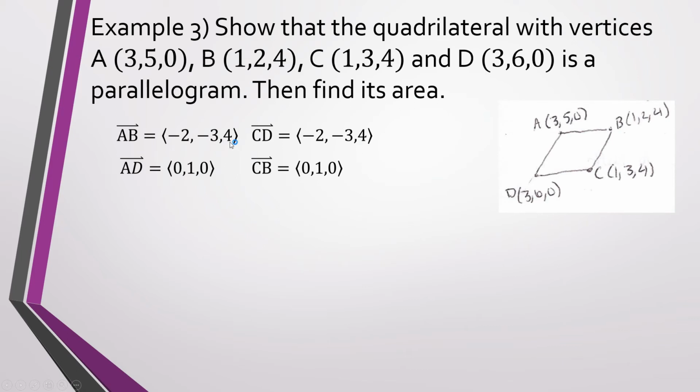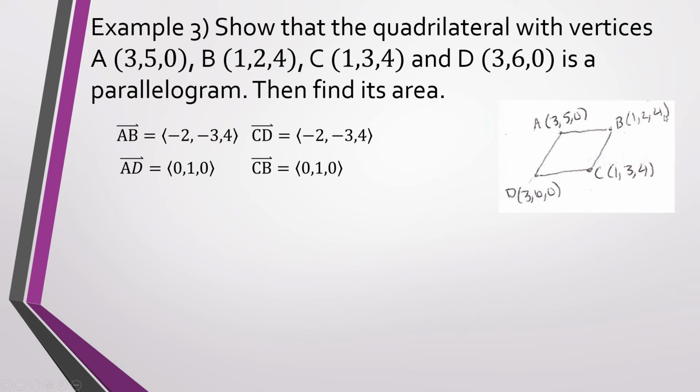You can also use the formulas that we saw in the previous section where you subtract the terminal coordinate minus the initial coordinate. If that's easier for you, you can do it that way. All right, the vector from C to D, from 1 to 3 is -2. From 3 to 6 is -3. From 4 to 0 is +4. All right, the vector from point A to point D, from 3 to 3 is 0. From 5 to 6 is 1 space in the y direction. And from 0 to 0 is no spaces in the z direction.